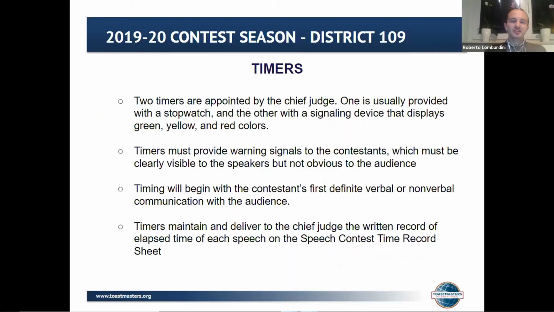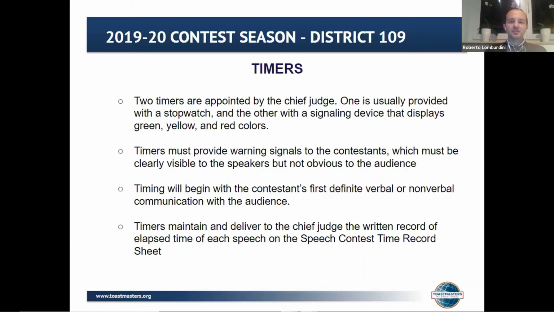Let's move to the timers. As I said before, for me it's the most important role in a contest. What is important for a timer? That they are very close to the contestant, very visible to the contestants. Usually the timers are seated in the first row of the room, and they will have 3 red cards that we will see later.